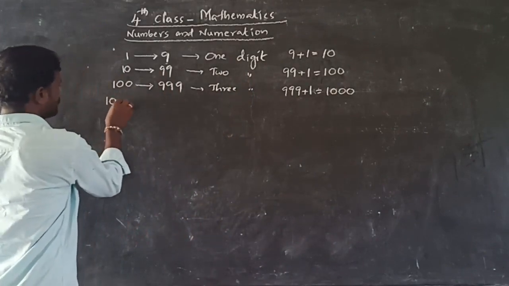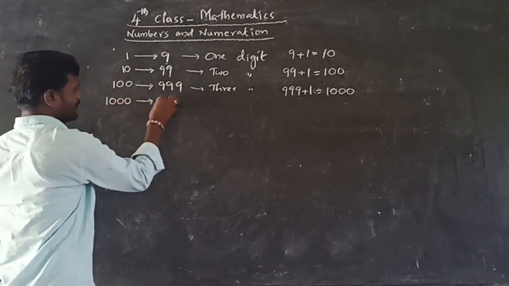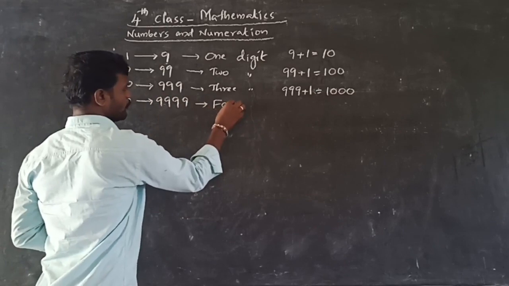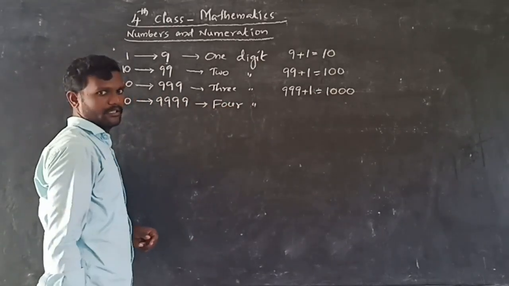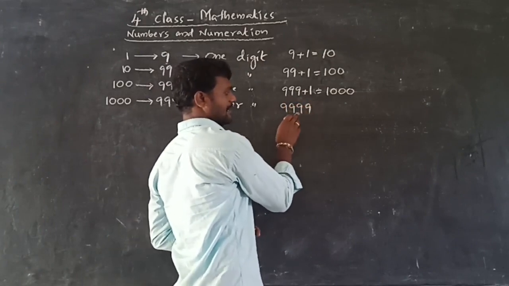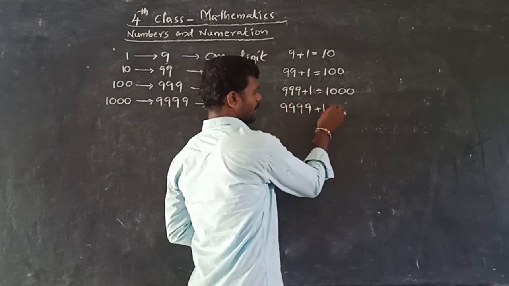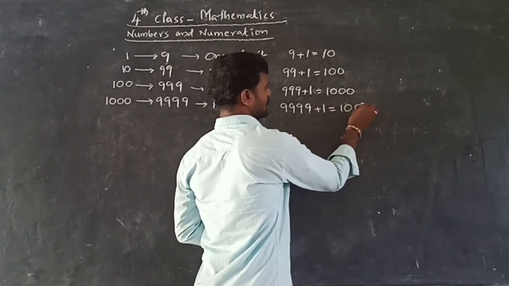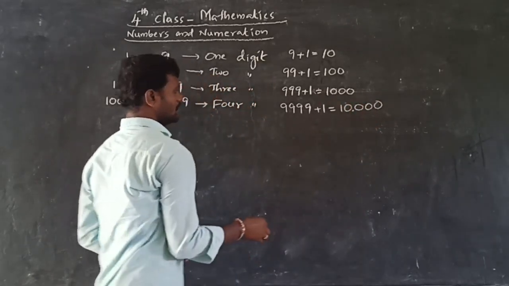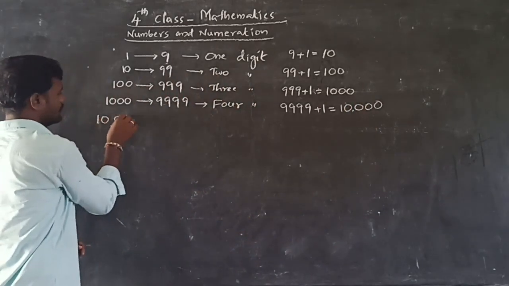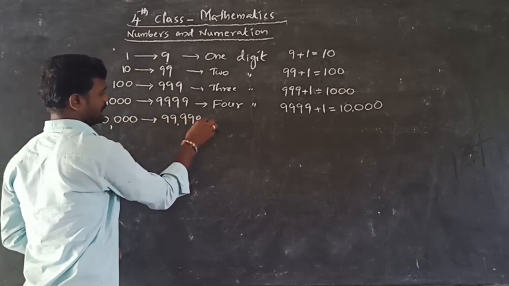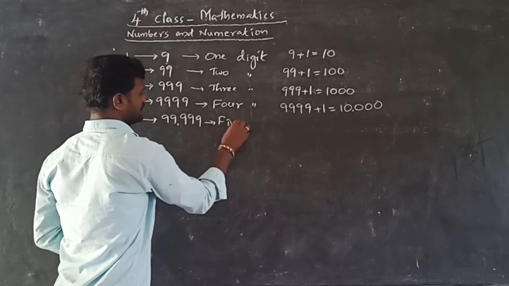That's why from 1000 to 9999, these are 4 digit numbers. And next, 9999 plus 1 equals what will we get? 10,000 we will get. Okay, 10,000. So from 10,000 to 99,999, these numbers are called 5 digit numbers.